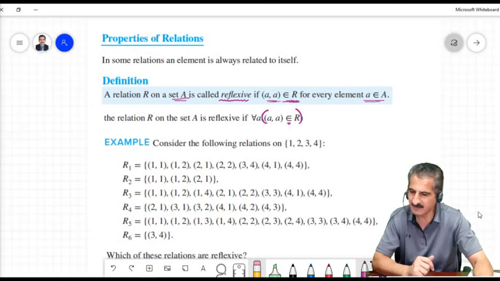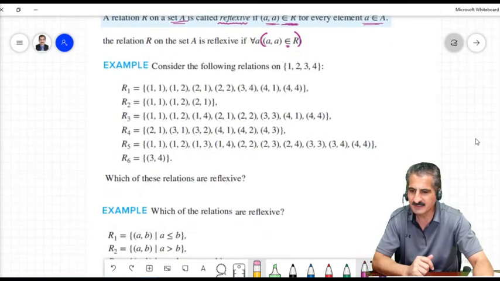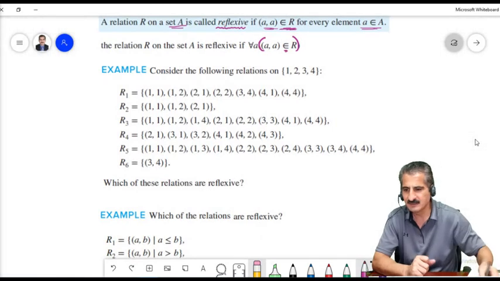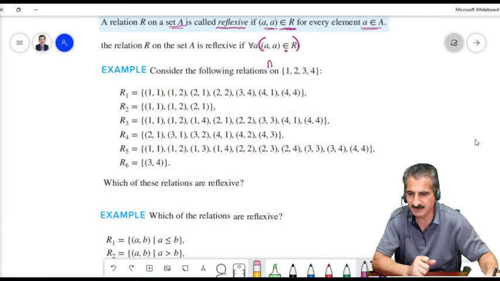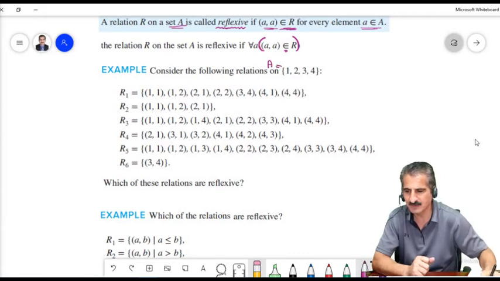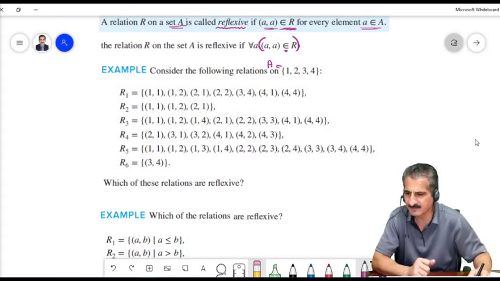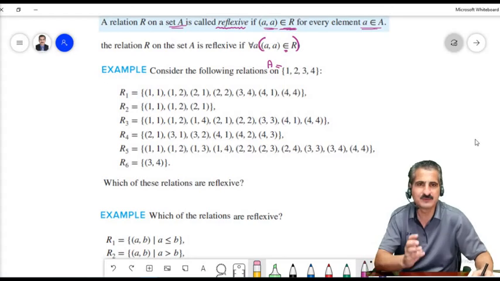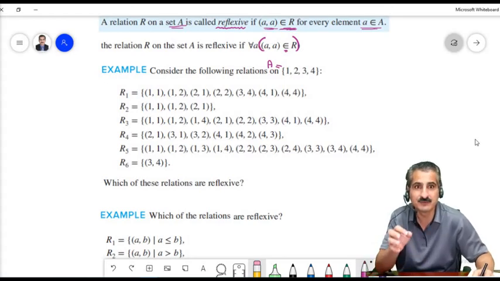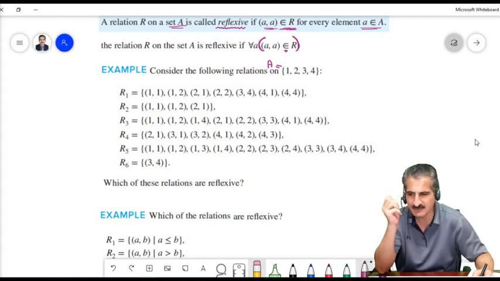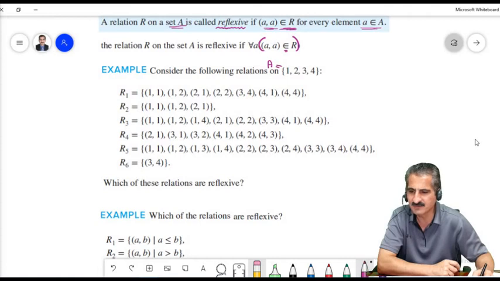Now we have here relations on the set A, which consists of the integers 1, 2, 3, 4. Now here we are defining different relations. R1. Is R1 reflexive? A contains 1, 2, 3, 4. So for a relation on A to be reflexive, we must have 1 related to itself, 2 related to itself, 3 related to itself, and 4 related to itself. So we must have (1,1), (2,2), (3,3), (4,4) exist in that relation, so that we say it is reflexive.